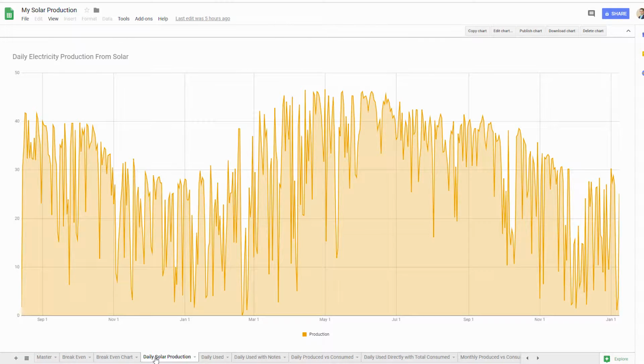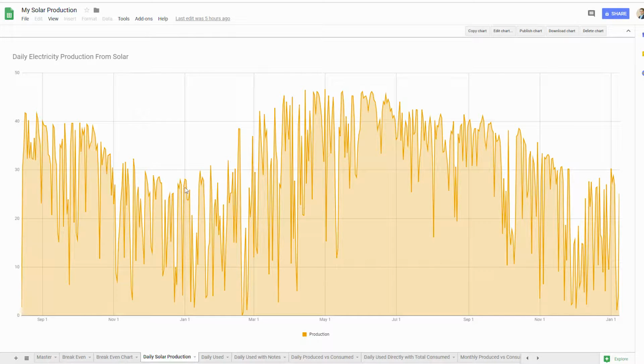Okay, so we've got the daily solar production. This is basically just graphing out every day and how much it produced. So you can see here in the beginning, we start out in August and we're producing pretty good, and the days vary a bit depending on cloudiness, etc. And then we start to get into the fall, and it starts to have shorter days and also cloudier weather. And we get into the winter.